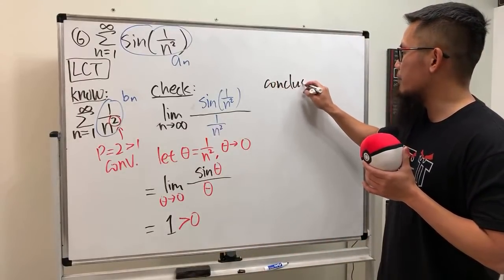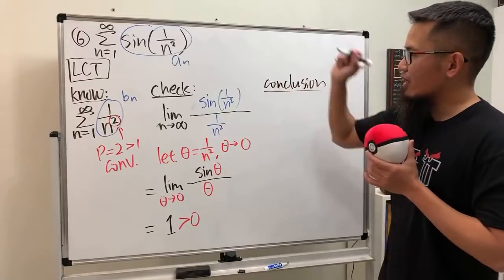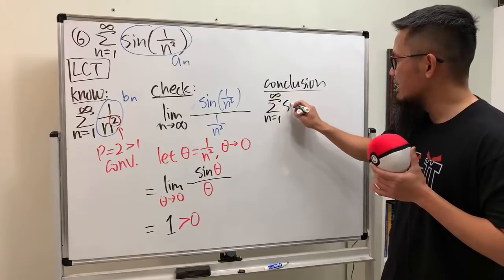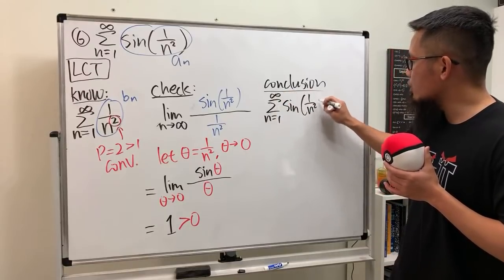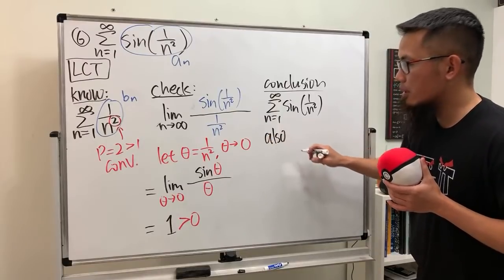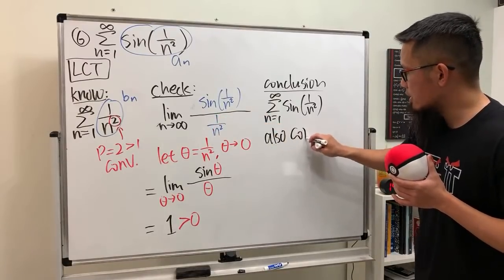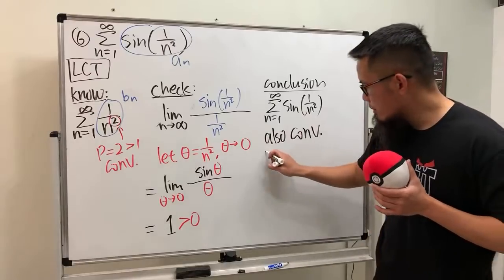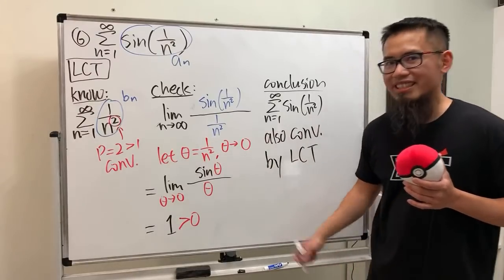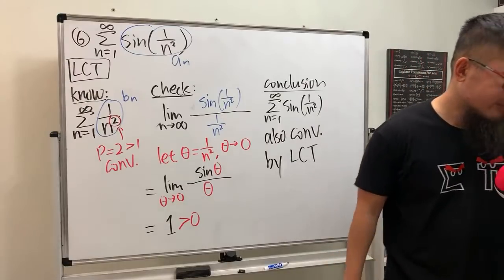We can be really happy. Conclusion: the series as n goes from 1 to infinity of sine of 1 over n squared also converges. How do we know? By the limit comparison test. That's it, right?